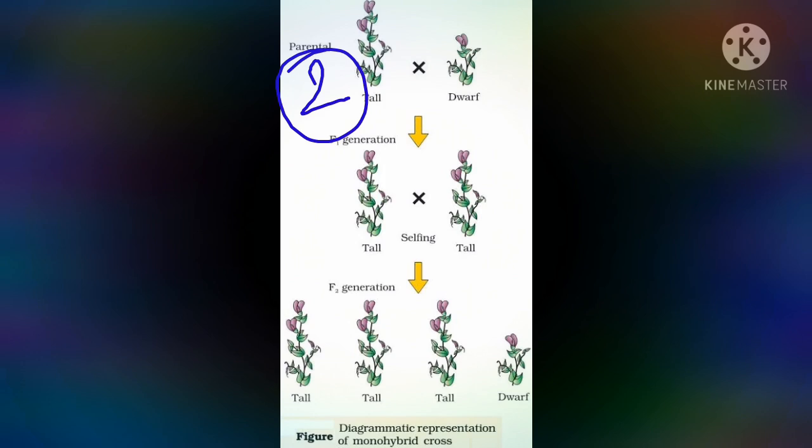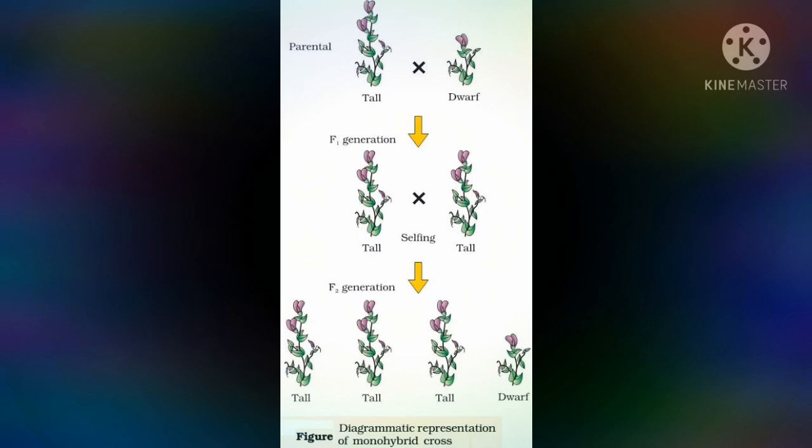The second step: he then performed an artificial cross, collected the seeds, sowed the seeds and waited for the result. He was expecting that the offspring in the F1 generation, that is the hybrids, would either be of intermediate height or 50% tall and 50% dwarf. But to his surprise, he found that all were tall.